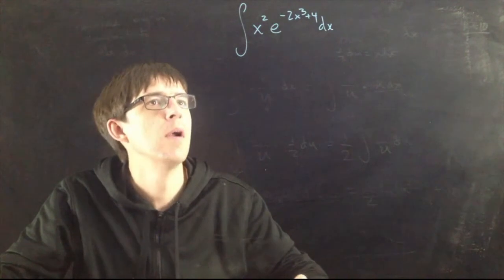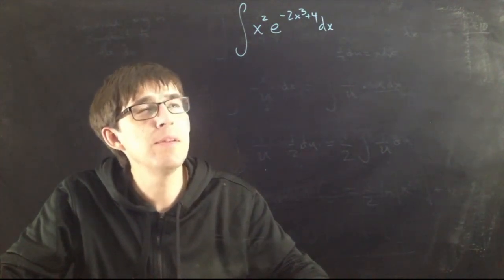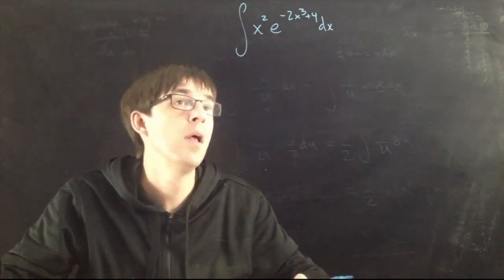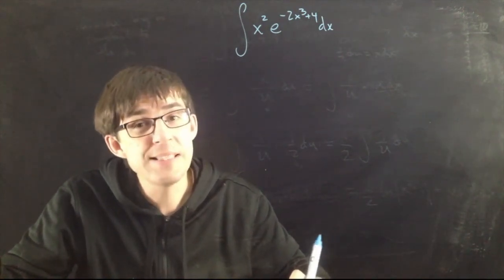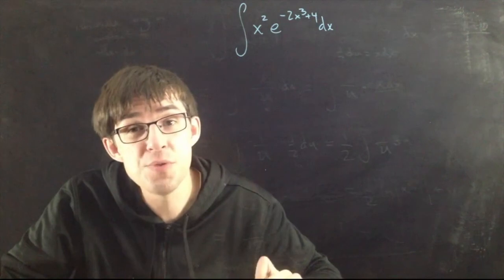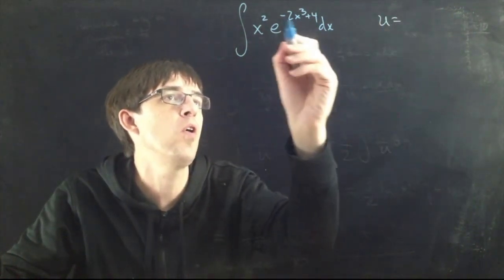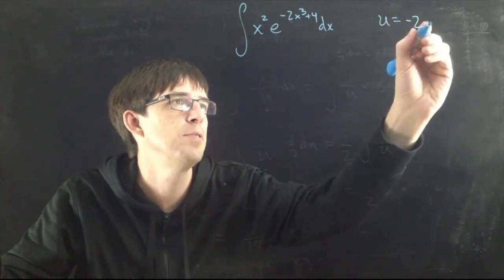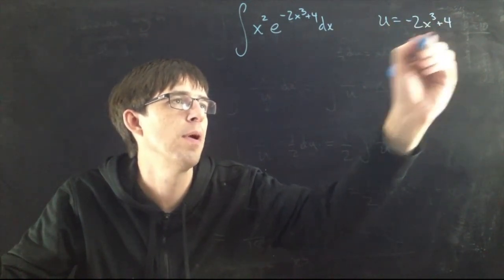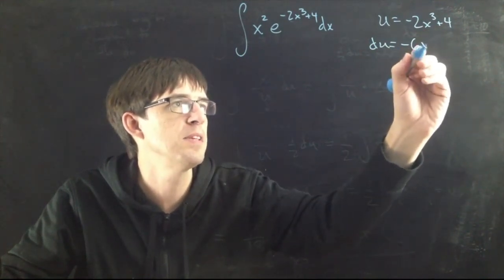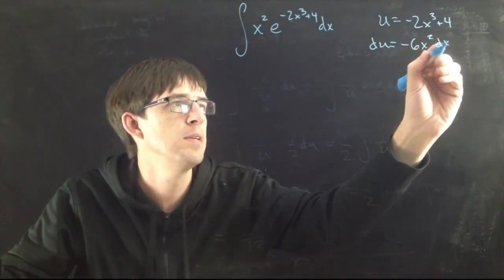Example number 4. Integral of x squared e to the minus 2x cubed plus 4 dx. This is a crazy one. I'm going to choose the u to be the inside of something. In this case, you should choose the inside of the exponent. So I'm going to say u is all that stuff up there: minus 2x cubed plus 4, right? Du will be the derivative of that, I guess minus 6x squared dx.